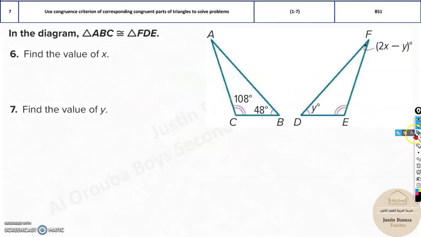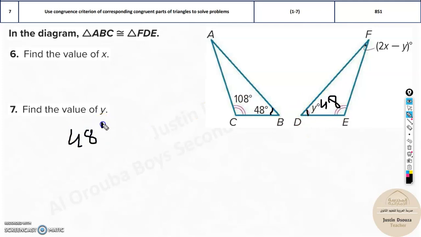Over here now, before we finish this, this is another type of problem where they have asked you to solve for x and y, but they have already told you they are congruent. What is congruent to what? A is congruent to F, B is congruent to D, and C is congruent to E. You can see there are two unknowns, x and y. First, let's solve for y. Why? Because B and D are already congruent. We know. So y must be equal to 48. That is very, very straightforward. This is 48 degrees. No doubt, because it's very easy to solve.